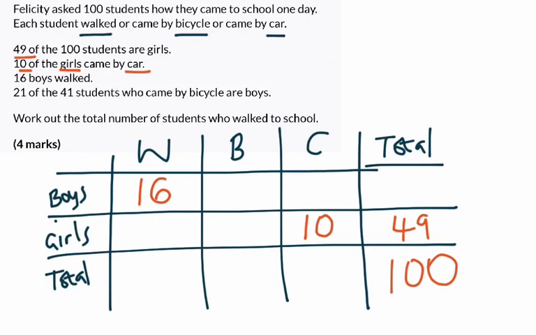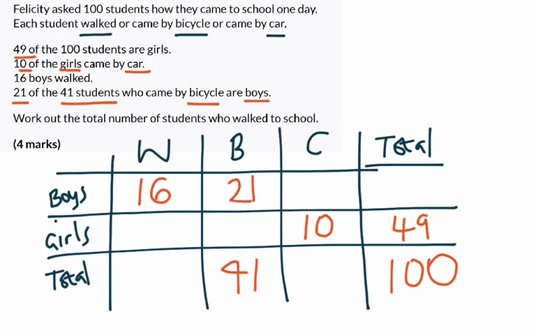And it says 21 of the 41 students who came by bicycle are boys. So there's two bits of information there. 41 students came by bicycle, so I'm going to put that in the total for bike. But it tells me that 21 of those were boys, so I'm going to put 21 in the boys.